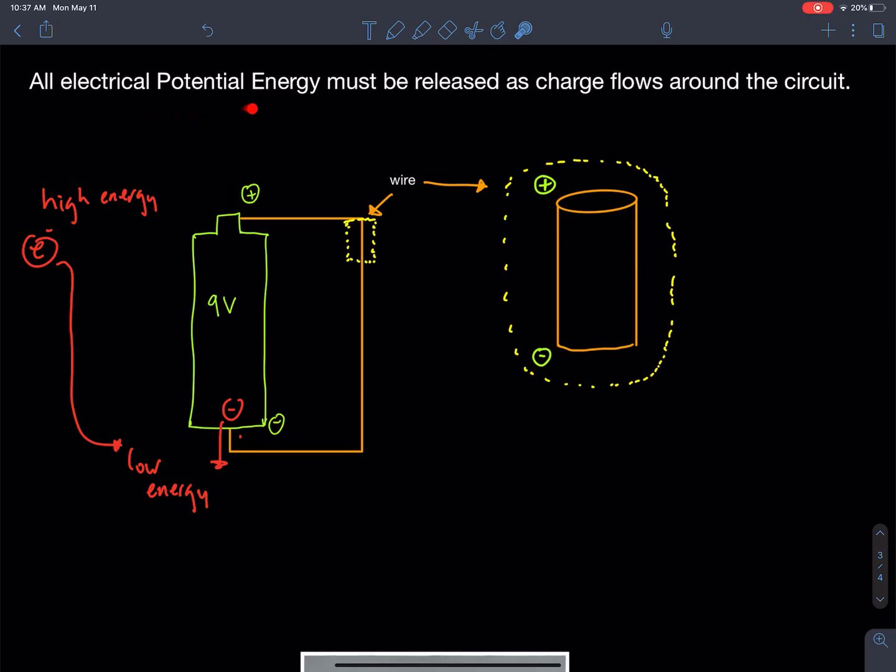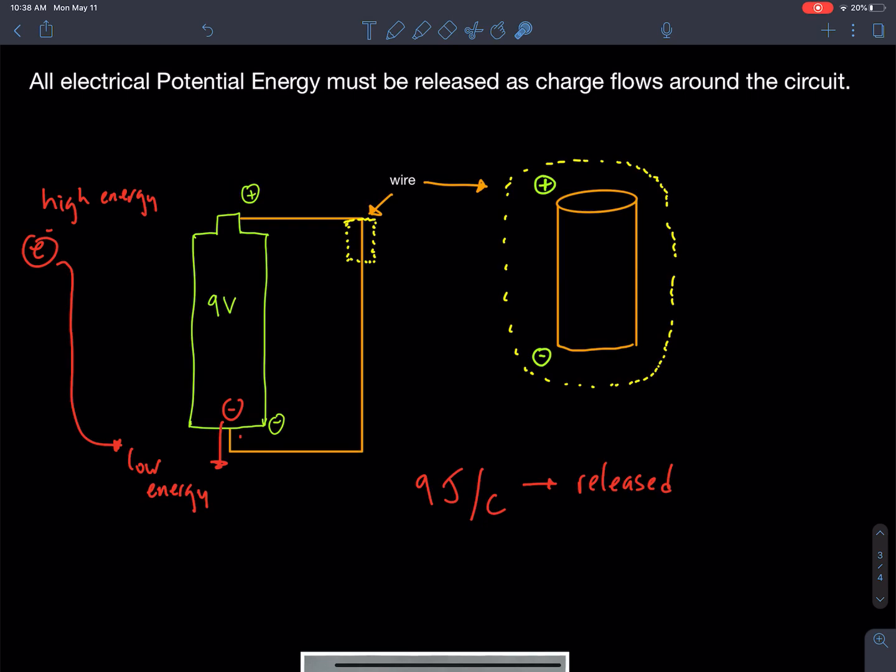So whenever electrical potential energy is released as that charge is moving through, that energy has to be released in the form of light energy or heat energy or mechanical energy. And how much energy is released? Well, that's what 9 volts is. 9 volts says that 9 joules of energy per coulomb of charge is released, okay, when that charge flies through. So for every coulomb of charge that flies through this circuit, 9 joules of heat energy would be released if this is just a wire.